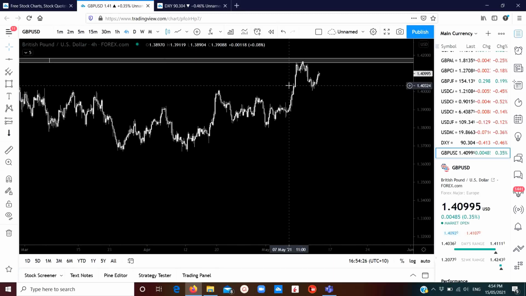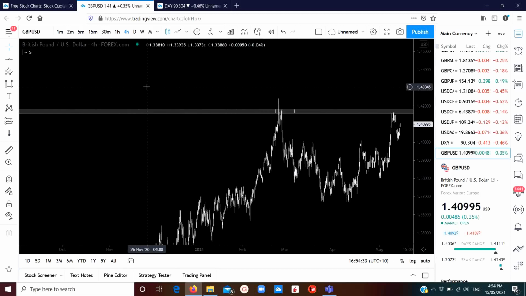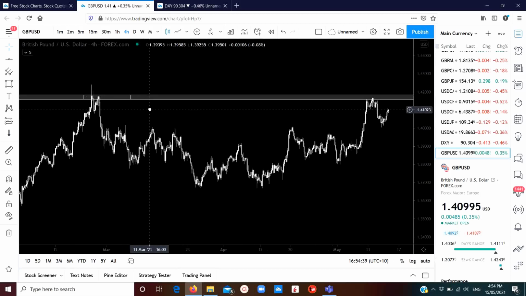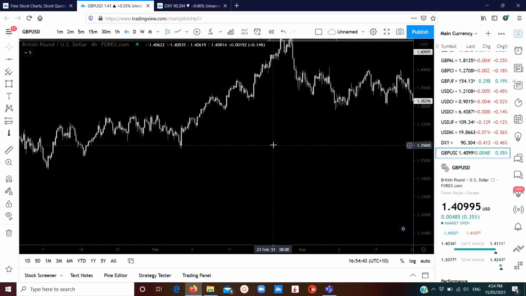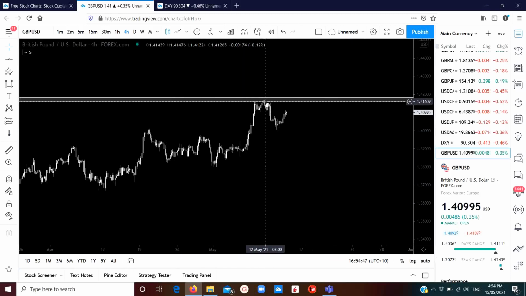I'm just going to mark out these zones, and then we can see that we did reject this level previously. So now we can see that as a higher time frame resistance, if you want to think of it that way. I'm going to quickly speed up this video, because it would go on for ages if you watched me mark out these zones in real time. So I'll speed it up now.